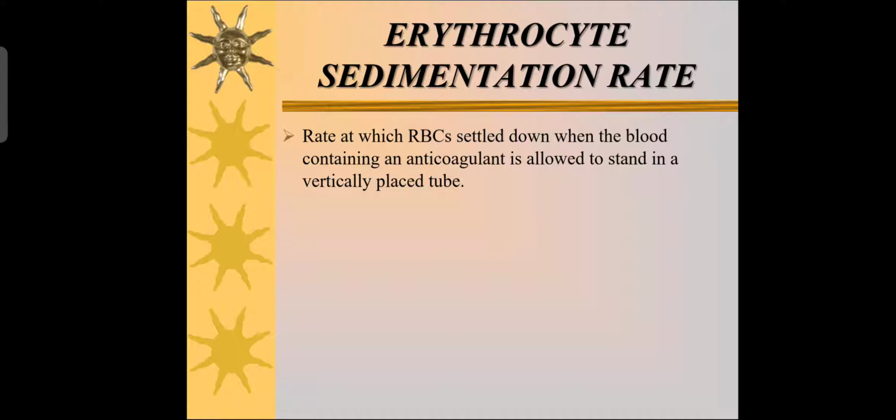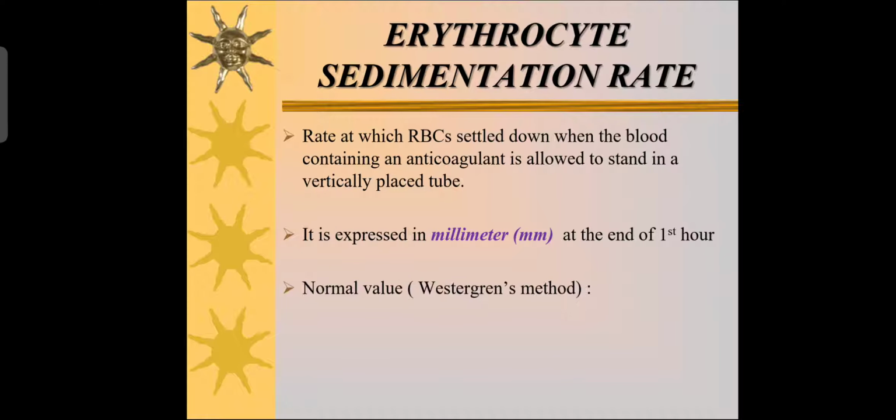It is measured at the end of 1 hour, and expressed in millimeters at the end of first hour. So the normal value of ESR, if measured by Westergren's method, Westergren's being a pipette in which the blood is filled and ESR is measured at the end of 1 hour, in male is 3 to 7 millimeter at the end of 1 hour, and in female is 5 to 9 millimeter at the end of 1 hour.